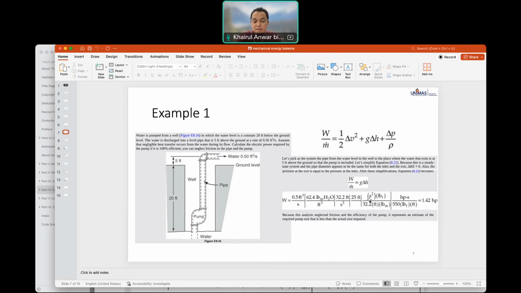Then we have this gravitational constant. It's 32.174, simplified to 32.2. Then the unit conversion. So W equals 1.42 HP. Because this analysis neglected friction and the efficiency of the pump, it represents an estimate of the required pump size that is less than the actual size required.